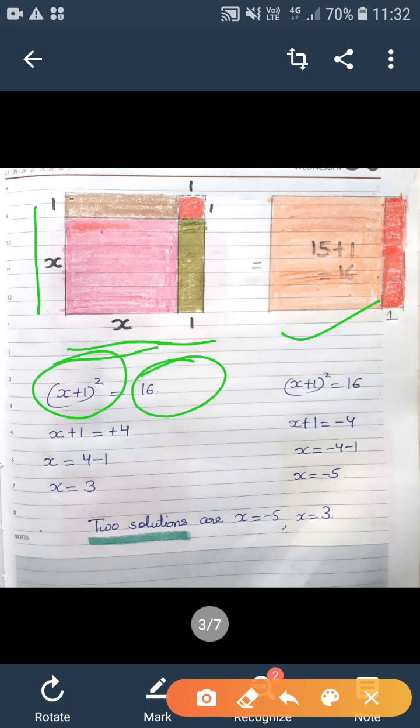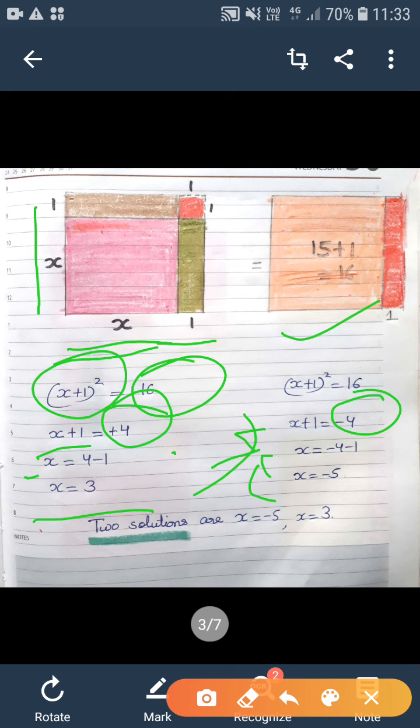That means we can get this area in two ways. One is when the length is plus 4, and the other when the length is minus 4. Taking the square root, we have x plus 1 equals 4, and by transposing, x equals 4 minus 1, that is 3. Similarly, if we take the length as minus 4, because minus 4 into minus 4 also gives 16, and plus 4 into plus 4 also gives 16, then transposing we have x equals minus 4 minus 1, which gives minus 5. So in this way, geometrically we have found two roots, x equals minus 5 and x equals 3. This is the meaning.